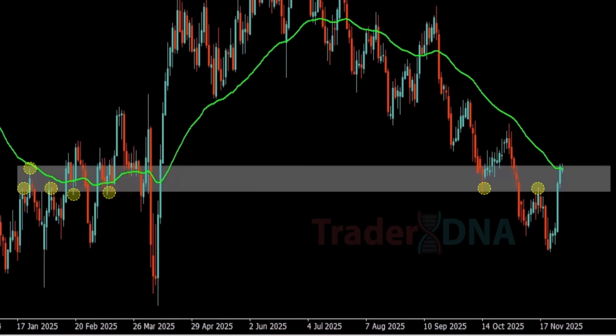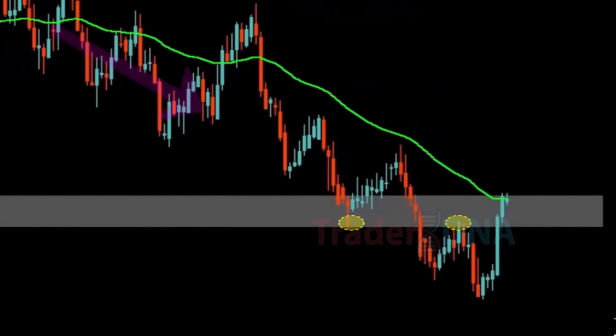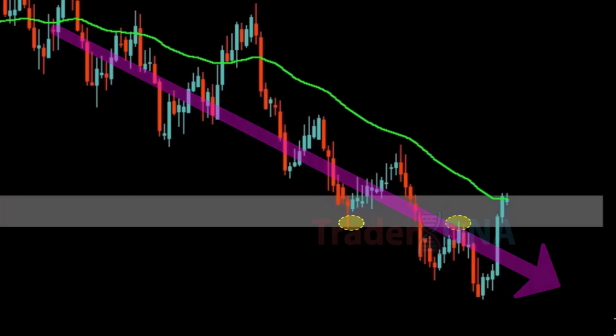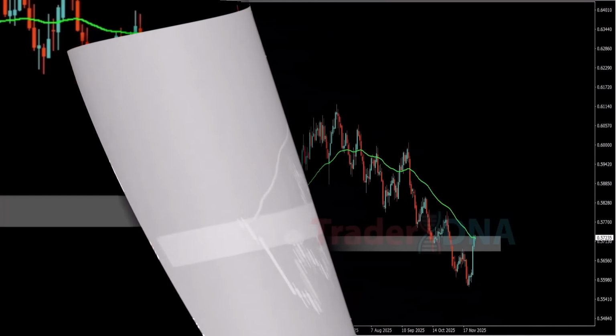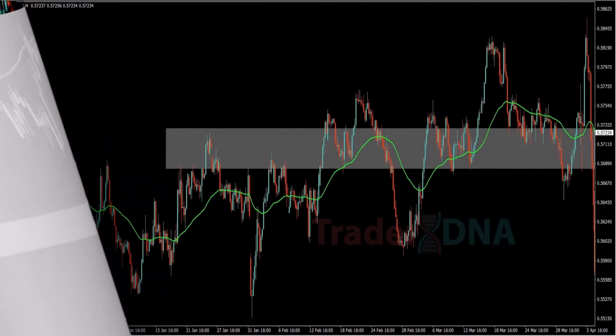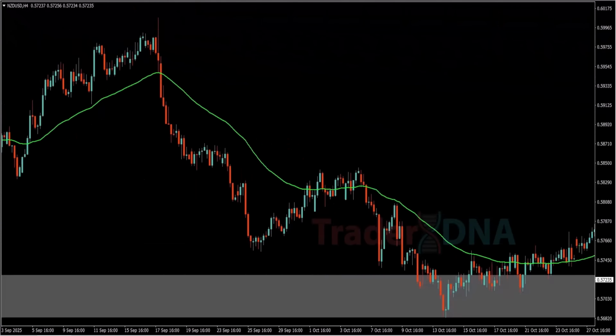And on the daily chart, the story couldn't be clearer. This market is in a strong, clean, bearish trend. So what do we do? We don't waste a second, we immediately drop down to the H4 timeframe to hunt for a high probability sell setup. And the moment we open the H4 chart, boom, you can already see something forming.